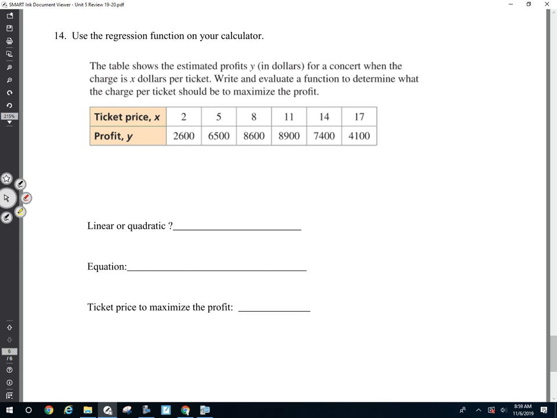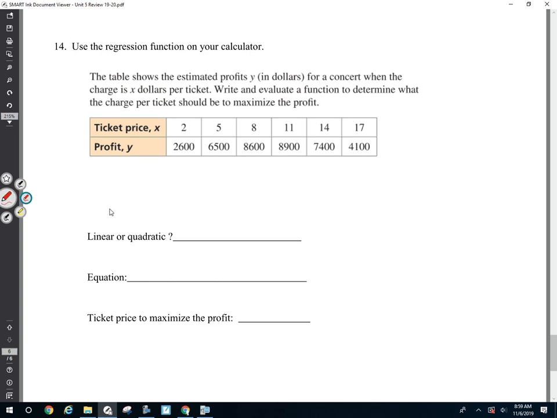Okay, now let's talk about this quadratic regression. Let's find the equation and figure out the answer. The table shows the estimated profits from a concert. Write and evaluate a function to determine what the charge per ticket should be to maximize the profit. So ticket price, profit. We can see we're going up and then down. Immediately I know it's not going to be linear, because linear would just keep going up, or just keep going down.